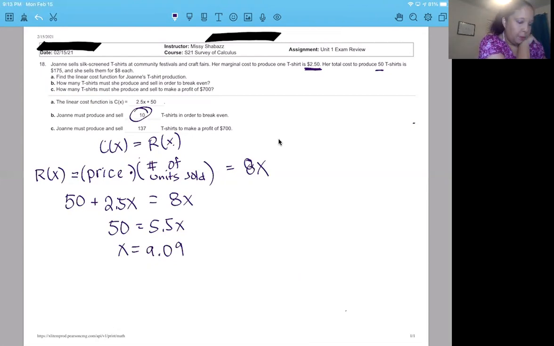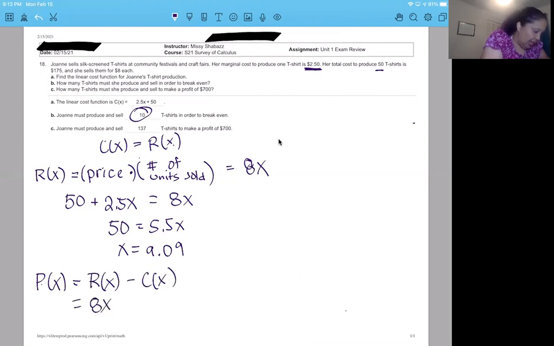The next question is, how many t-shirts must she produce and sell to make a profit of 700? So again, we need our profit function, which is revenue minus cost. Our revenue is 8x. Our cost is 50 plus 2.5x. 8x minus 2.5x is 5.5x. And distribute that negative sign and we get minus 50.